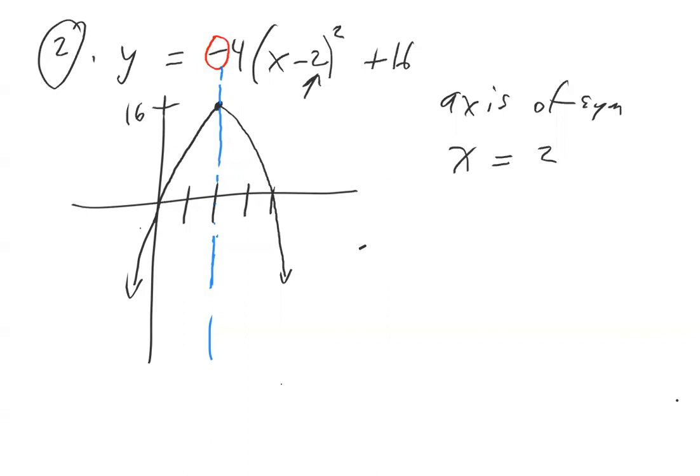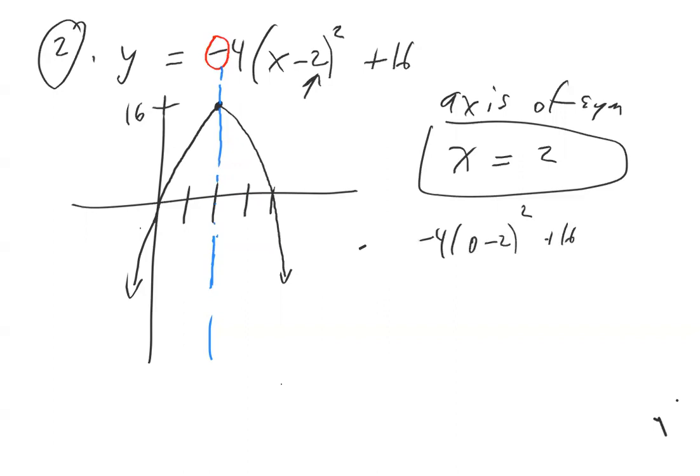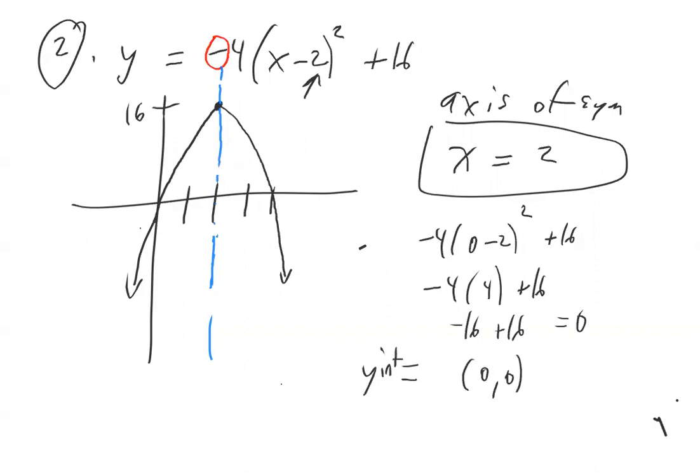Next it says find the y-intercept. The y-intercept is when you plug in 0 for x. If you plug in 0 for x, you get negative 4 times (0 minus 2) squared plus 16, which is negative 4 times 4 plus 16, which is negative 16 plus 16, which is 0. So the y-intercept is the point x equals 0, y equals 0. It's an ordered pair, (0, 0).